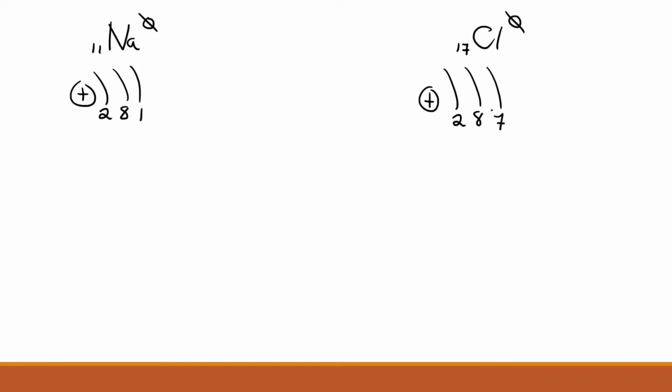If the charge is 0, I know the number of electrons is going to be equal to the number of protons down here in the bottom left. And so when I put together this shell model, I have 11 electrons to put. 2, 8, 1. Fill the first, fill the second, put the rest in the third. For chlorine, I have 2, 8, and 7. Fill the first, fill the second, put the rest in the third.